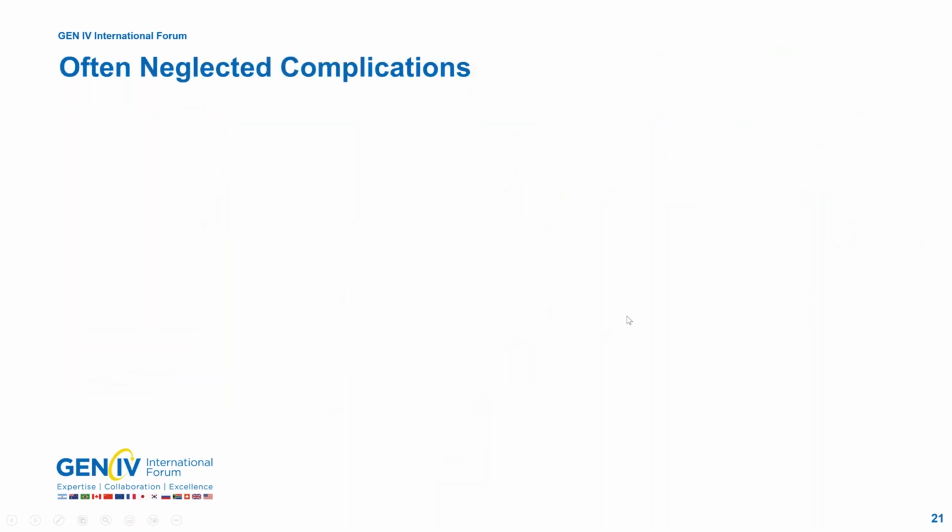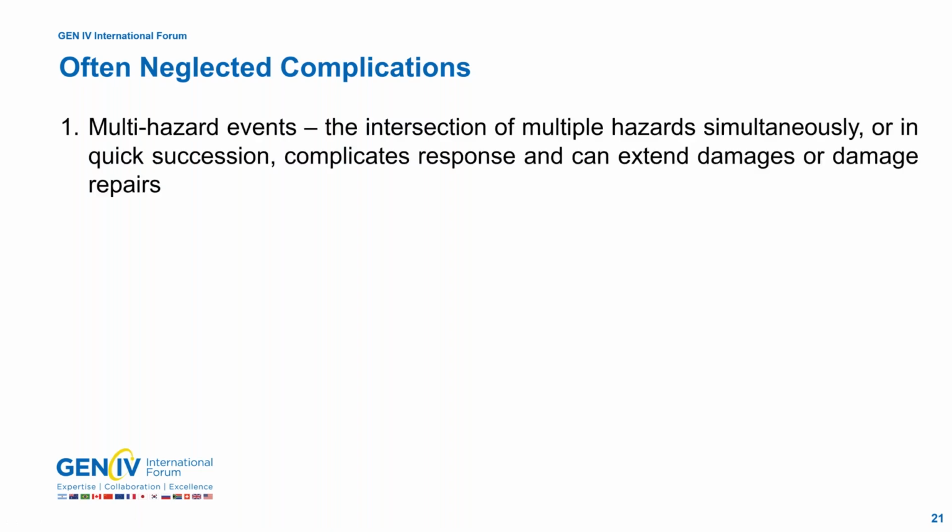Now, something else that we've become very interested in the group and that we're using the Terra Analytics system for is to look at what we consider to be often neglected complications when it comes to power systems. So first and foremost are multi-hazard events, and these are when you have an intersection of multiple hazards simultaneously or in quick succession, and that can really complicate the response to a natural hazard event, and it can make it more difficult to repair the damages.